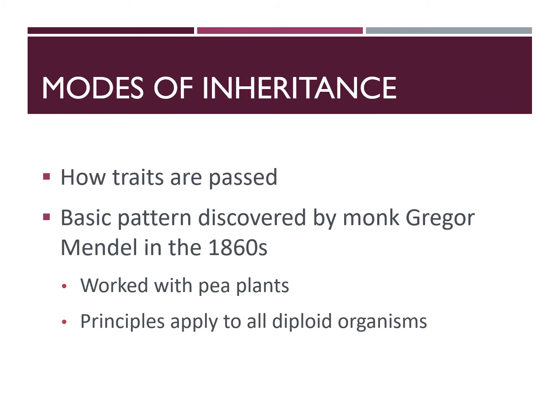The way traits are passed is called modes of inheritance. The basic pattern, which applies to all diploid organisms, was discovered by a monk named Gregor Mendel in the 1860s. We're going to look at his work in the Milestones in Biology. He worked with pea plants, but they're also diploid, so the same principles apply.